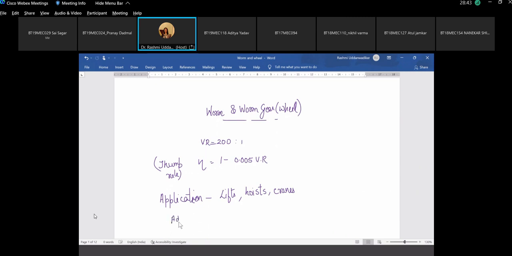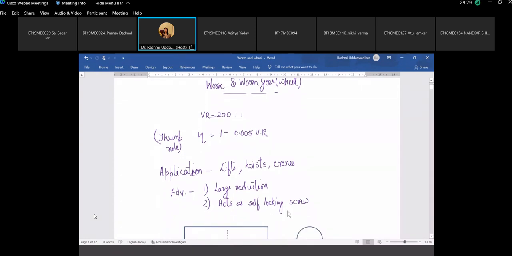And these are used in such applications for the inherent advantage that it gives a large reduction in one stage, large speed reduction in a single stage. You don't have to use a gear train or two-step reduction or three-step reduction. Another major advantage of worm and worm wheel is it acts as a self-locking screw. So wherever you stop rotation of the wheel, the worm will stop rotating. You don't have to have another locking arrangement.